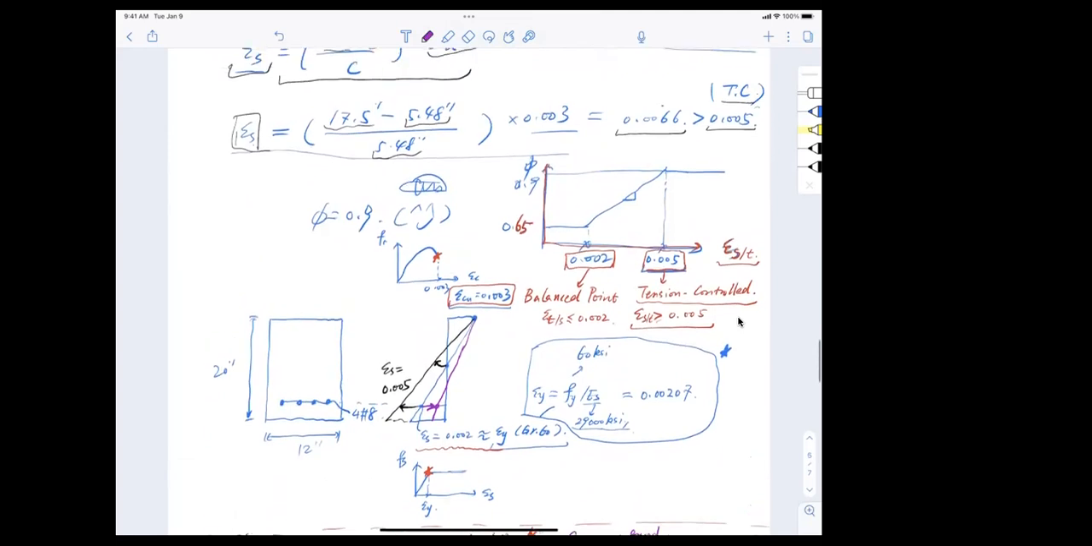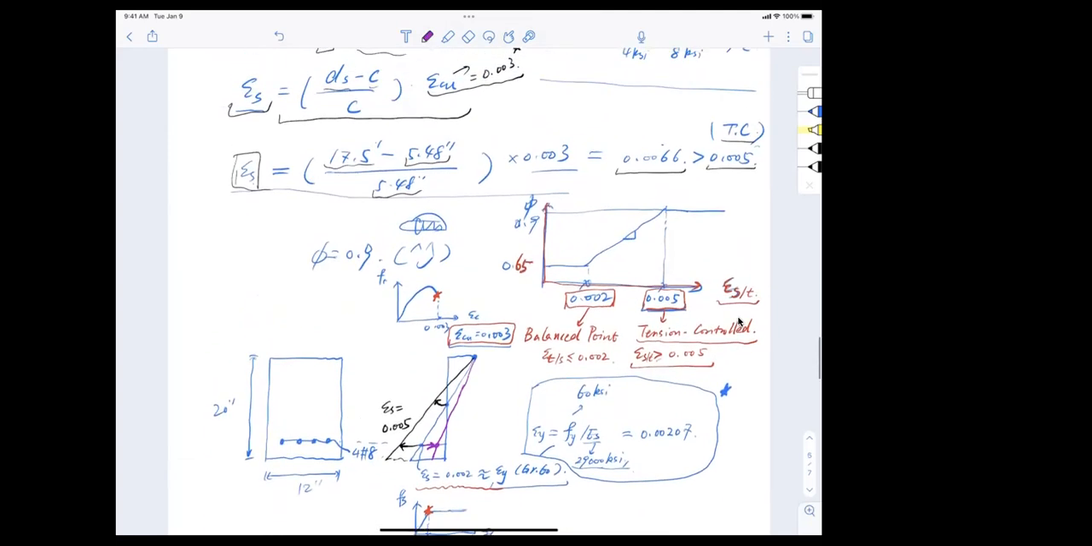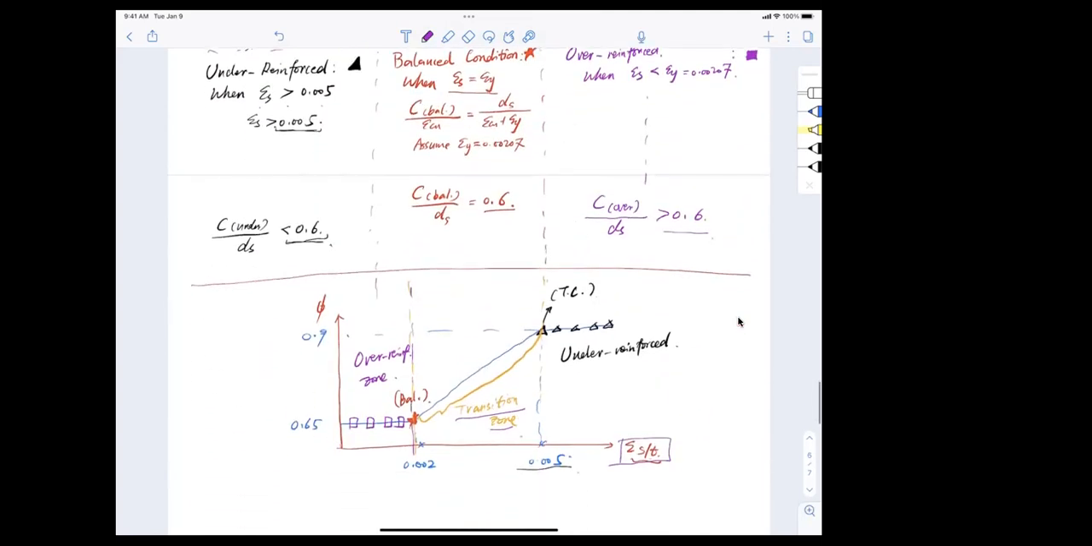Lucky for us, we have a strain that is 0.0066, bigger than the tension control limit. Then that gives me a phi of 0.9. And which zone are we in? Which zone are we in?